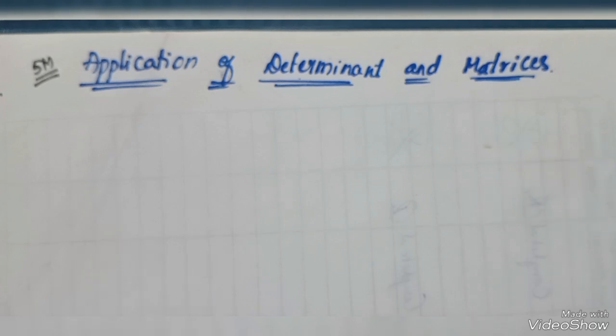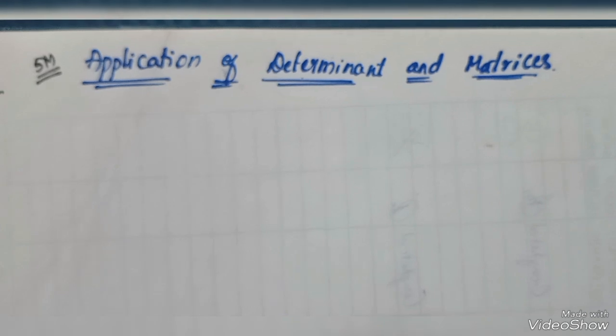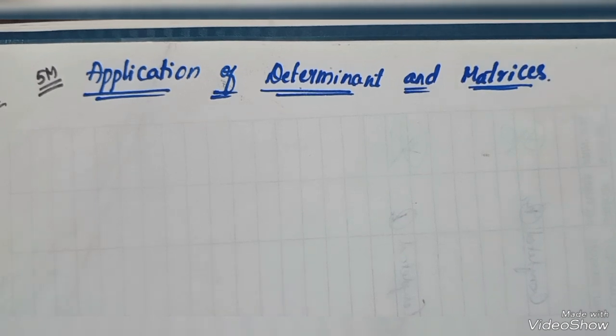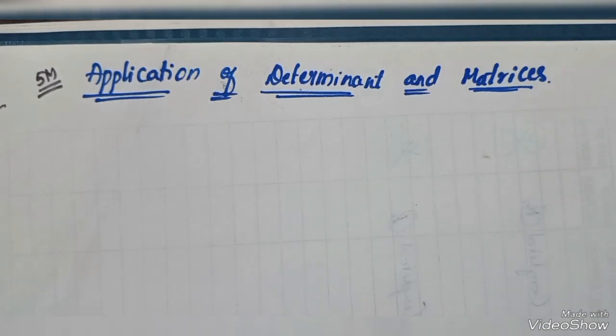Okay, the first concept we discuss now is the consistent system and inconsistent system. Here we shall discuss the application of determinants and matrices for solving a system of linear equations in 2 or 3 variables. Here we have to consider a system of linear equations.